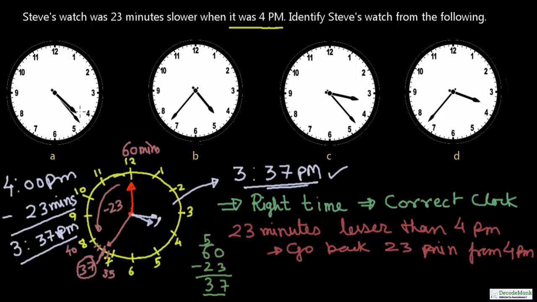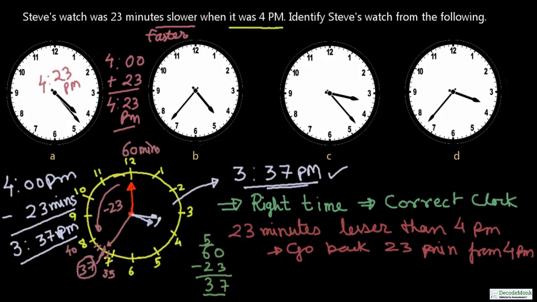Here you see the timing is 4:23. If the question had been that Steve's watch was 23 minutes faster instead of slower, the answer would have been 4:23. This clock is showing 4:23 p.m. If the watch were 23 minutes faster, then we would have to add 23 minutes, so the timing would have been 4:23 p.m. and this would have been the answer. So you should understand the meaning of slower and faster.